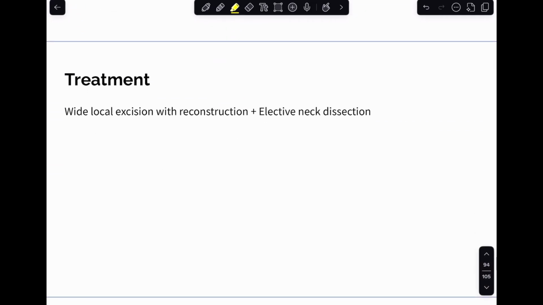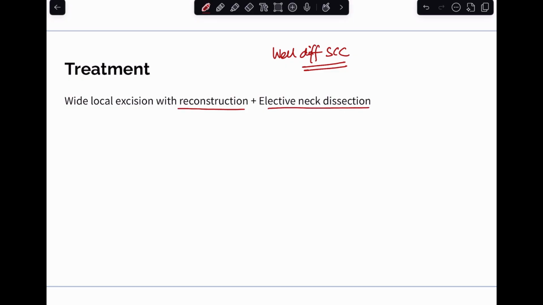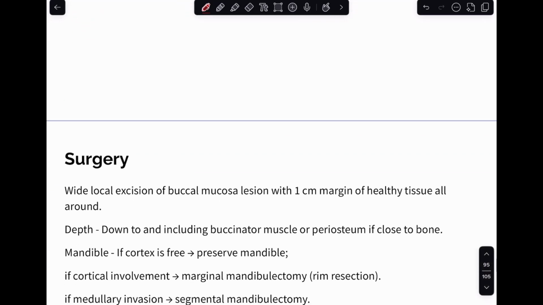Next question is, how will we treat? So we have finished our investigation. We have come to the conclusion that this is a well differentiated squamous cell carcinoma of the buccal mucosa. How will we treat our case? So a treatment plan over here will be a wide local excision with reconstruction and an elective neck dissection. Now let's talk about each one of these parts, starting with the wide local excision.